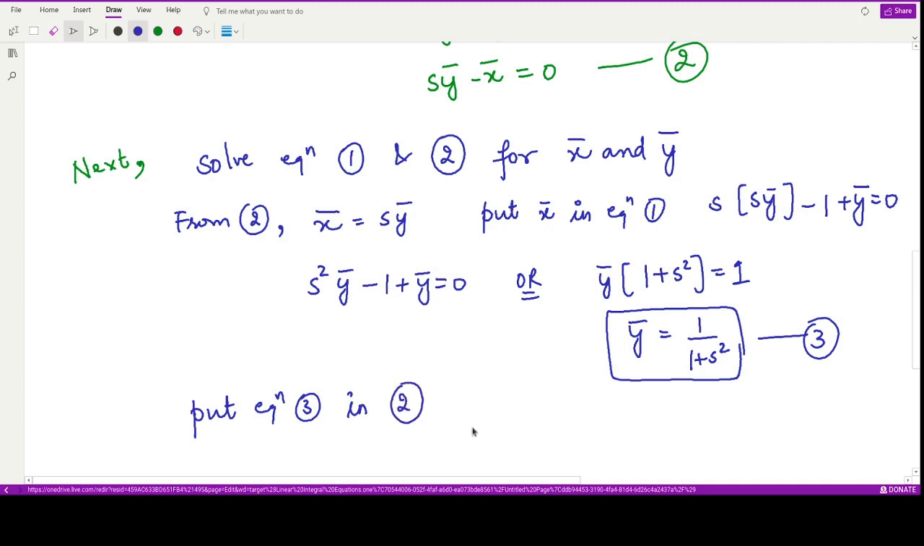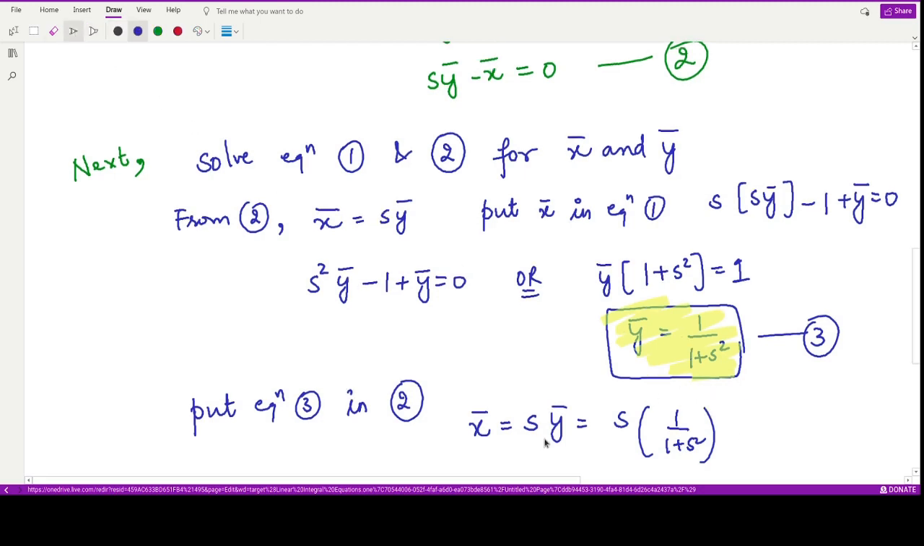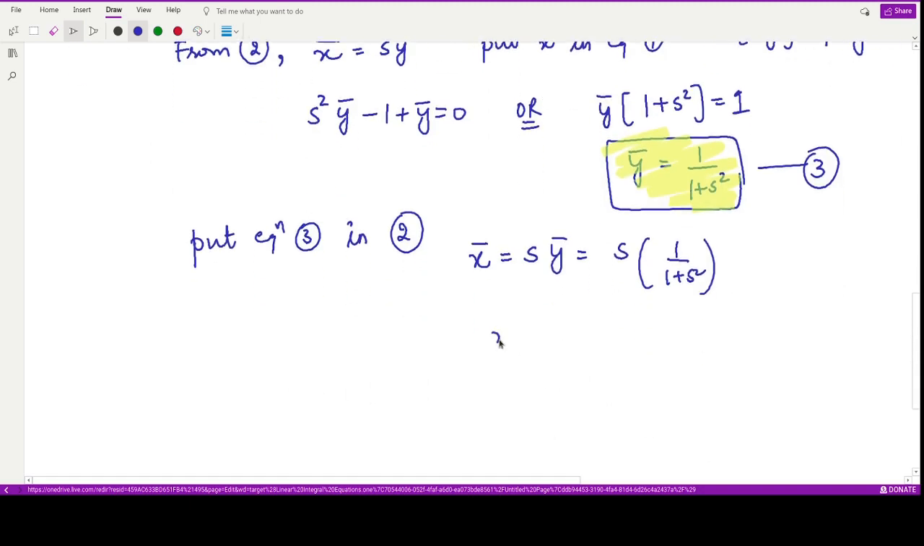So from there we have x bar is equal to s times y bar. And what is y bar? Y bar is 1 divided by 1 plus s square. From this expression, we have the value of x bar as s divided by 1 plus s square. So this is equation number 4.